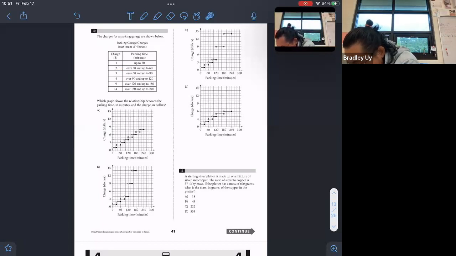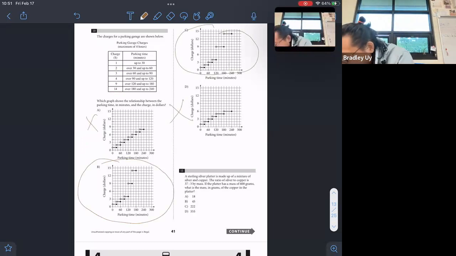So basically, we need a graph. We need a picture that goes up to 14. Okay, that eliminates this. That possibly leaves us this. That possibly leaves us this, but that eliminates these two. Okay, so we need to be able to charge $14. And now we need to get into some nitty gritty. Let's take a look. On the high end, we've got 180 up to 240, 180 minutes up to 240.